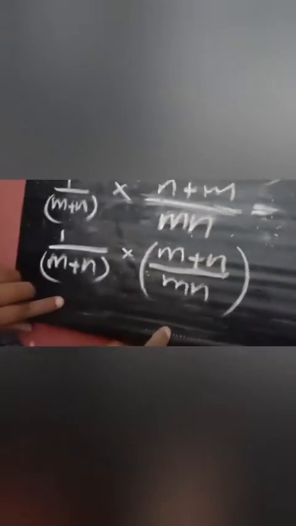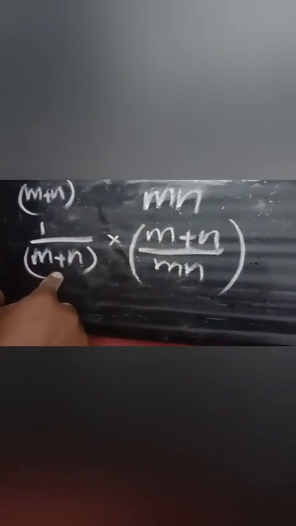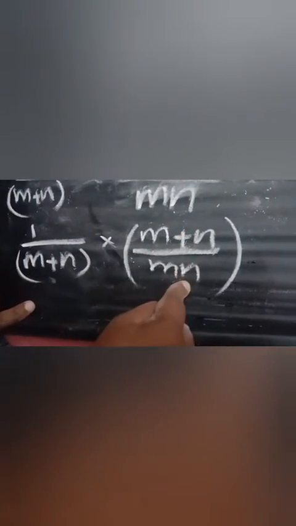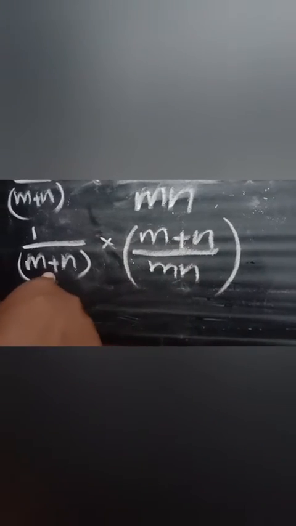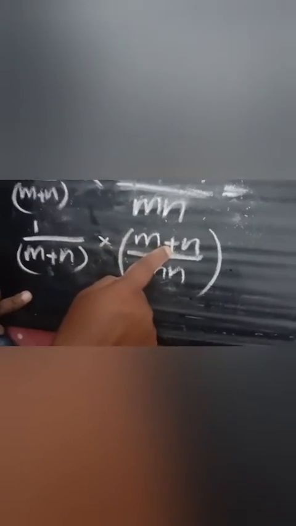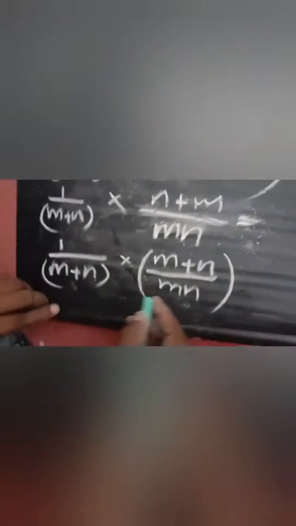Okay, m plus m by mn. Here 1 by m plus n into m plus n by mn. Here the denominator m plus n is there, into the numerator m plus n is there. We can cancel this.